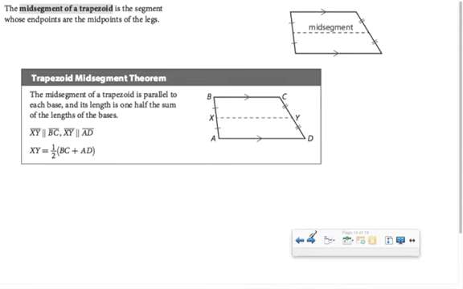Now, in here, I've got more than just 3 sides. So the property is a little bit more involved as far as this is concerned. But if you think of it in terms of the mid-segment, the length of the mid-segment is the average of the bases. That might help.